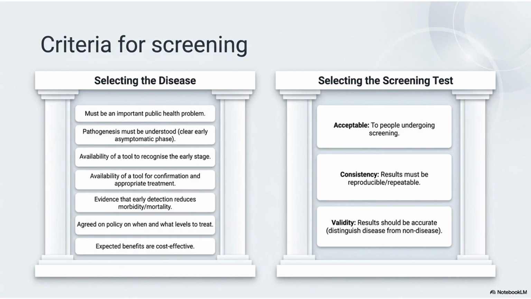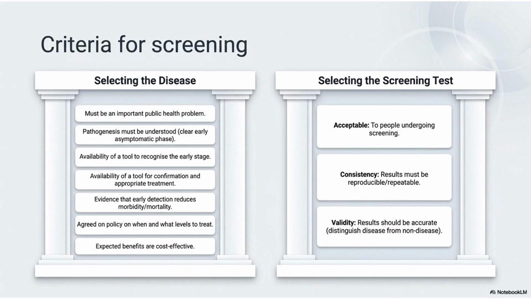The second criterion is consistency, or repeatability, or reproducibility. That means if we repeat this particular screening test multiple times, say 5 times, the majority of the times it should give the same result instead of different results. So that is consistency or repeatability.